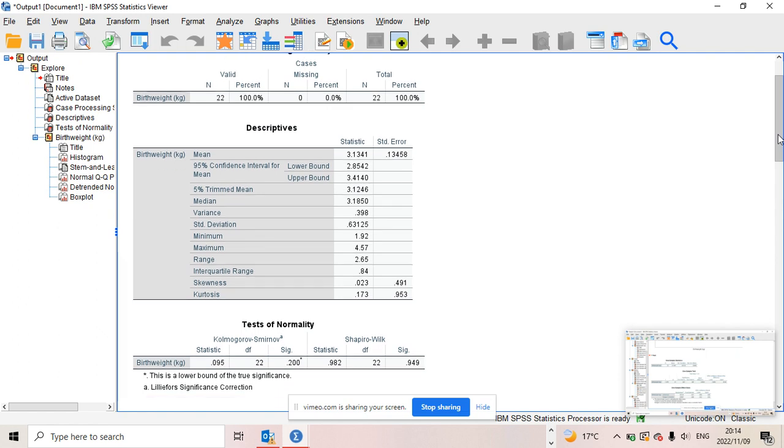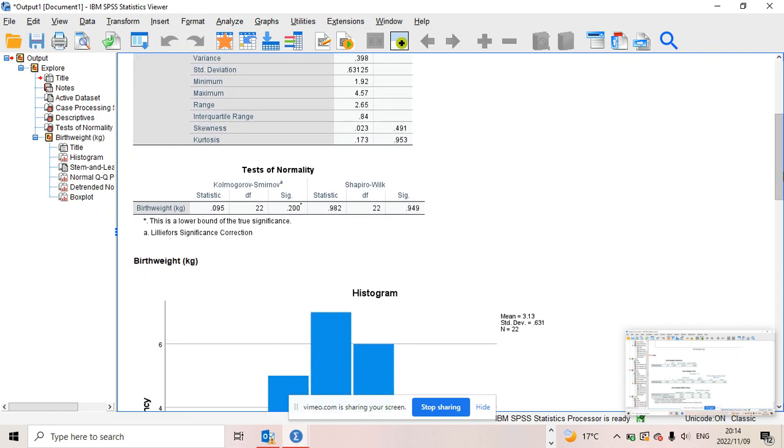Then let's look at the test of normality. We have two types of tests: Shapiro-Wilk and Kolmogorov-Smirnov. Shapiro-Wilk is normally used to test small data, that is, data less than 50, whereas if you have larger data, you can use Kolmogorov-Smirnov to carry out the test of normality.